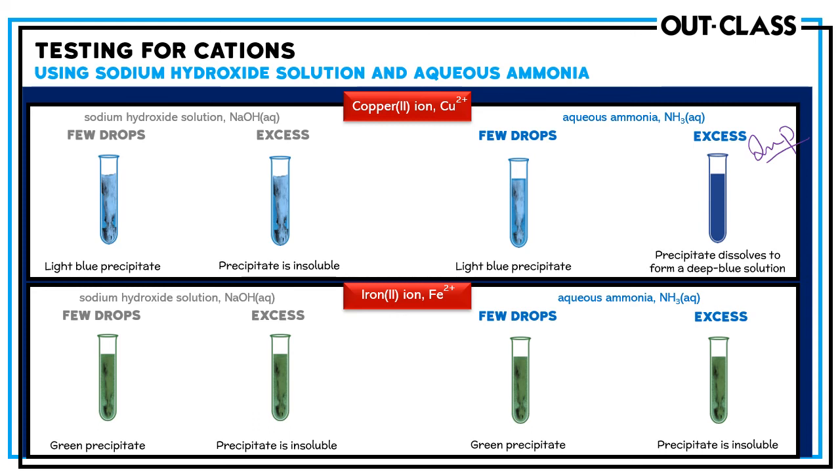So this precipitate is basically iron 2 hydroxide. ये जितने भी precipitate बन रहे हैं, ये metal hydroxide के बन रहे हैं. Remember this.